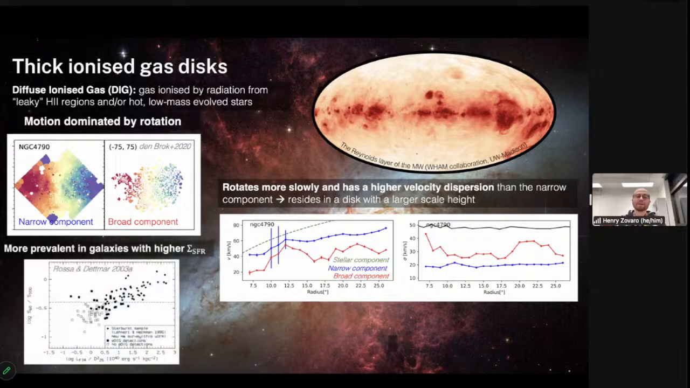Studies going all the way back to 2003 have also found that DIG is more prevalent in galaxies that have higher star formation rate surface densities, which suggests that there might be a connection with winds. The current leading theory for where diffuse ionized gas comes from is that it represents recycled gas from galactic fountains. It has settled into this sort of turbulent thin disk that should only hang around for as long as you have star formation to power it.